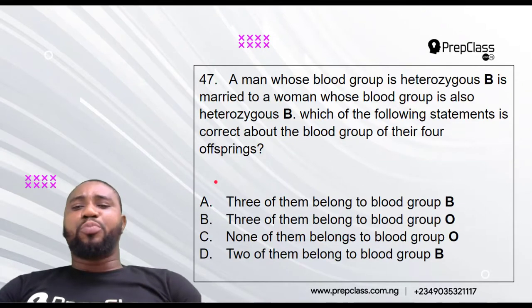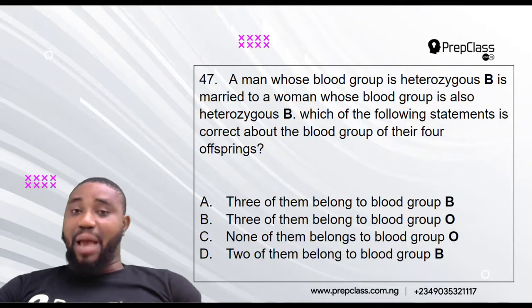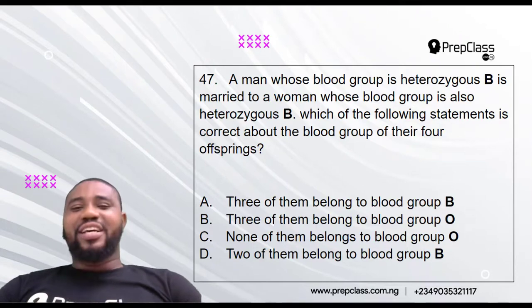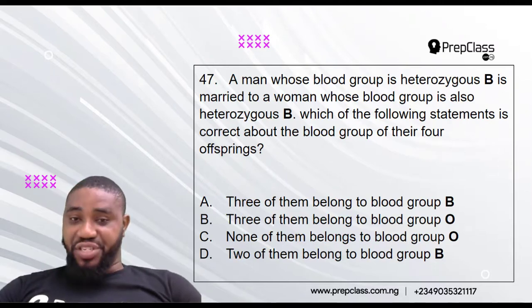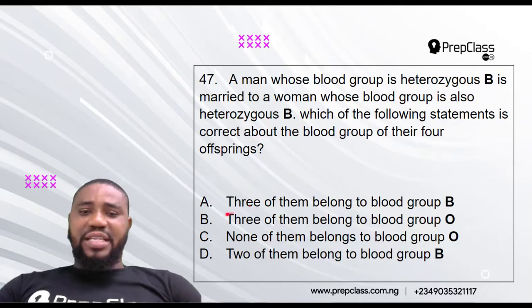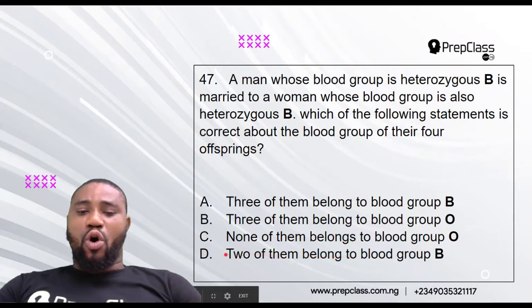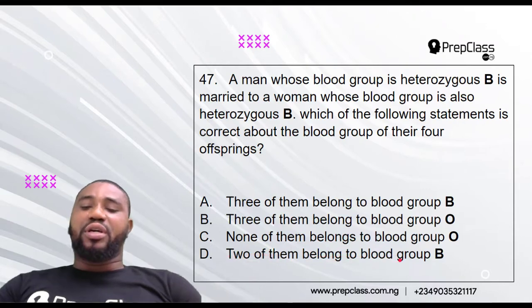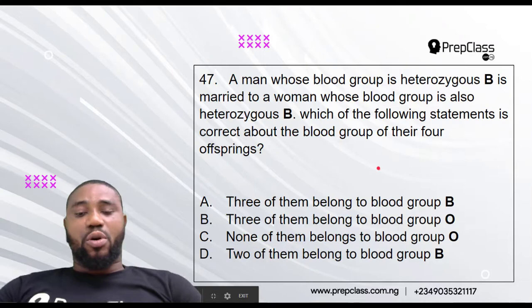Question number 47. A man whose blood group is heterozygous B, I believe you understand what is heterozygous now, is married to a woman whose blood group is also heterozygous B. Which of the following statements is correct about the blood group of their 4 offsprings? Is it that 3 of them will belong to blood group B? Is it that 3 of them will belong to blood group O? Is it that none of them will belong to blood group O? Or is it that 2 of them will belong to blood group B? They also want us to use crossing to show the correct answer.